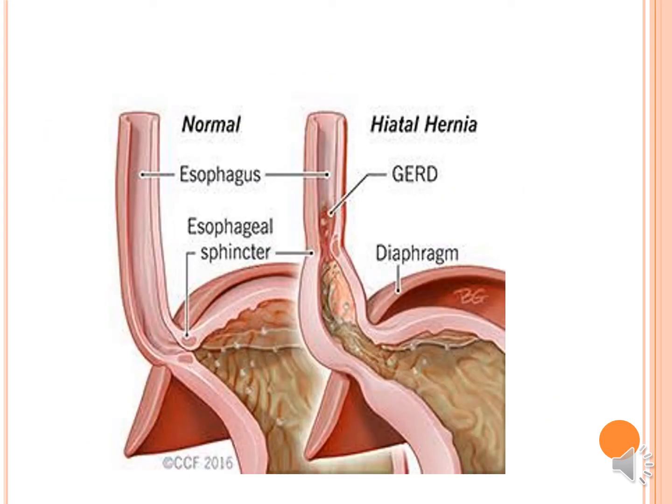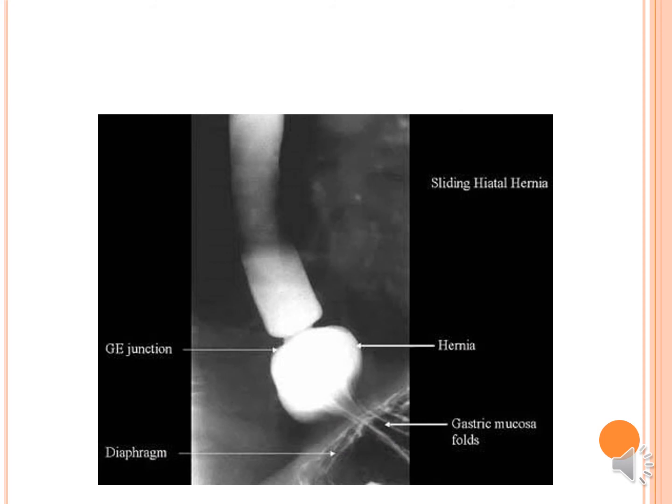Okay, as you see here, this is the normal esophagus, and this is the hiatus hernia where the diaphragm, because of this, the esophagus is pushed, and this is the cause which will later lead to gastroesophageal reflux disease. This is what you see in a barium swallow, the sliding hiatus hernia. This is the hernia which you see. This is the gastric mucosal fold. This is the diaphragm, and this is the gastroesophageal junction.